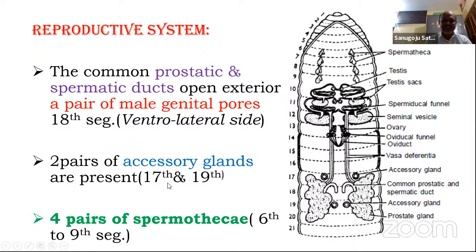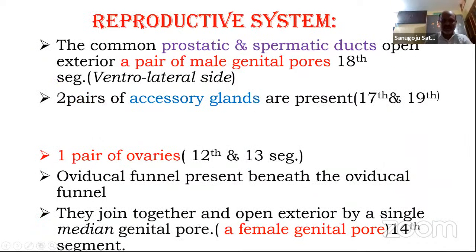Two pairs of accessory glands are present in the 17th and 19th segments. Next, 4 pairs of spermatheca in the 6th to 9th segments. As we discussed, these are 1, 2, 3, 4, that means 4 pairs on either side. The spermatheca are present, and the common prostatic duct is about the same as I discussed.